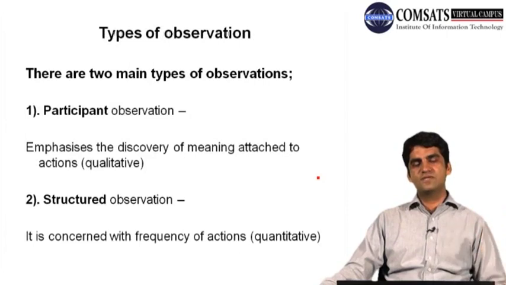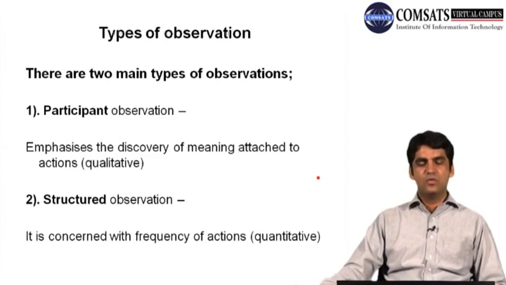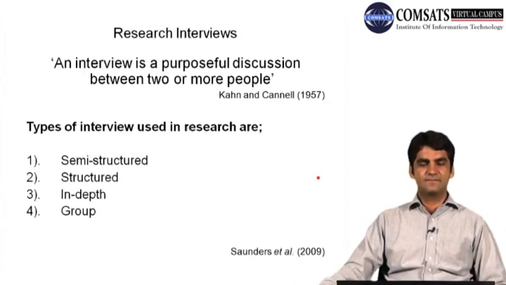Types of observation can be participant and structured observation. Participant observation emphasizes the discovery of meaning attached to the action, so it is qualitative in nature, while structured observation is concerned with the frequency of action, how frequent that action is, so it is quantitative in nature.